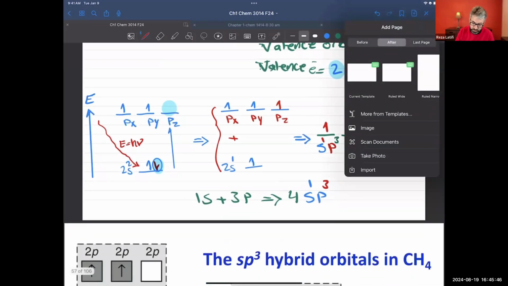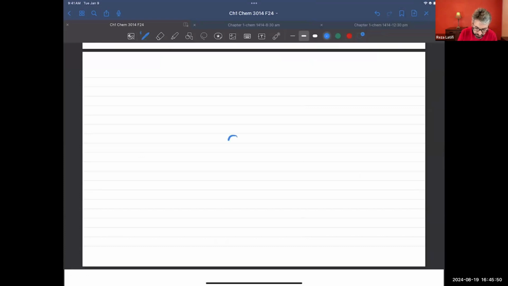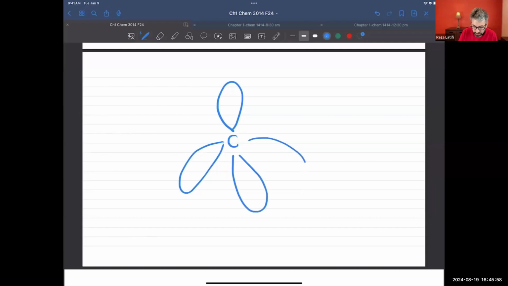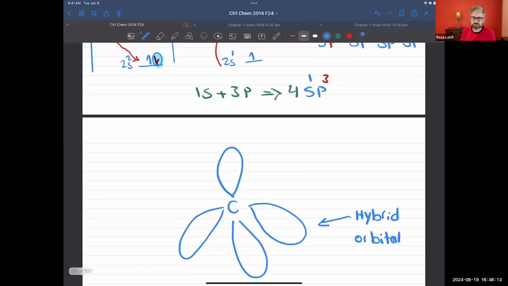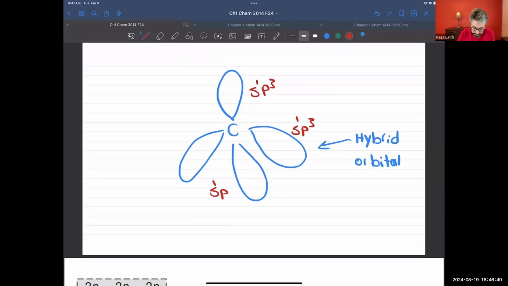Let's show those 4 orbitals on carbon. So now we have carbon with 4 orbitals: 1, 2, 3, and that's the 4th one. Each of these orbitals, I'm going to call a hybrid orbital. The process of mixing s and p, we call hybridization. I mix s and p, I got hybrid orbitals, and the hybridization for each orbital is s1p3, or sp3. No need to write the 1.